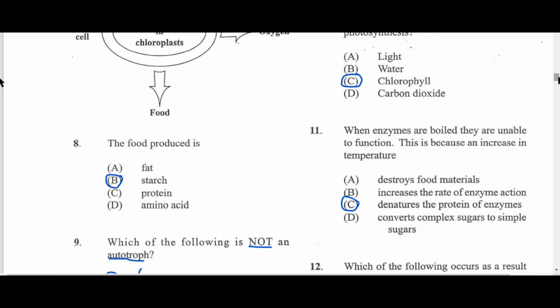11. When enzymes are boiled, they are unable to function. This is because an increase in temperature is going to denature the protein of the enzymes. Hence, I chose C. Be reminded, enzymes are not organisms.